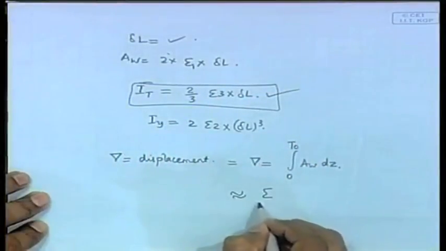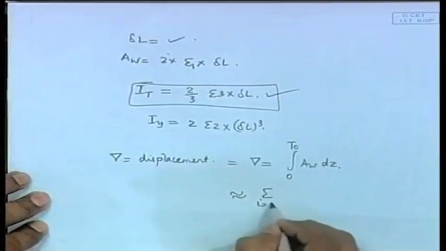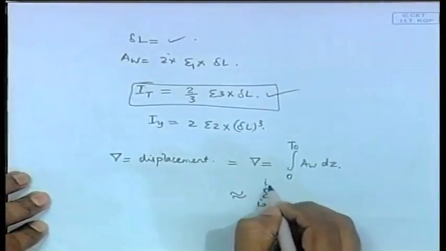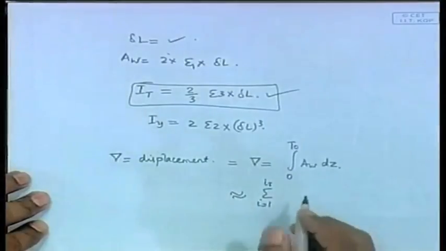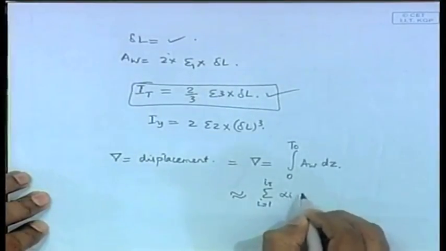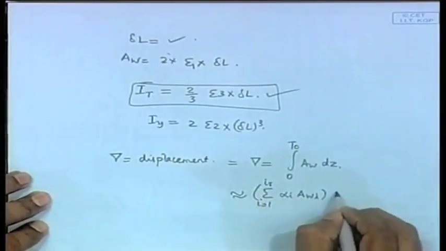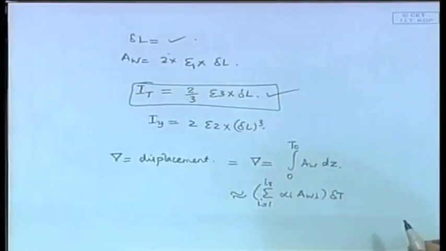This can also be written in a discretized form. It becomes sigma I equals 1 to I max, or I about T, where IT represents the I value corresponding to the draft, we are summing up till the draft point, of alpha I into AWI into delta T. Instead of the previous case where we had delta L, we have delta T here, which is the distance between the different water lines, not between different stations now, but between different water lines.